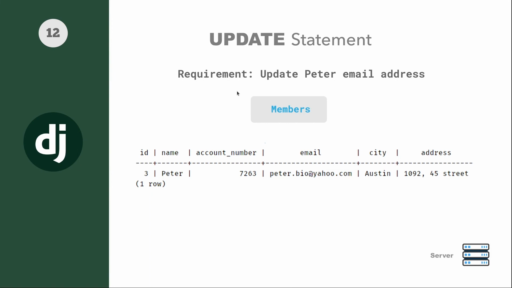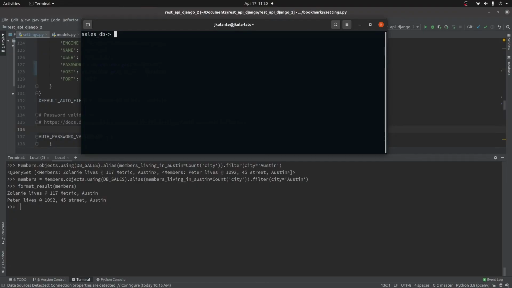Okay, for the updates, we need to update Peter's email, which is pretty simple. We update members, set email equal to new_peter_email@gmail.com, where ID equals 3. It updates. We can select all from member to confirm that we've updated Peter's email.